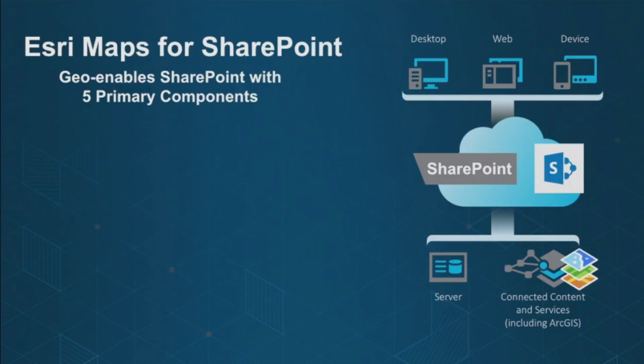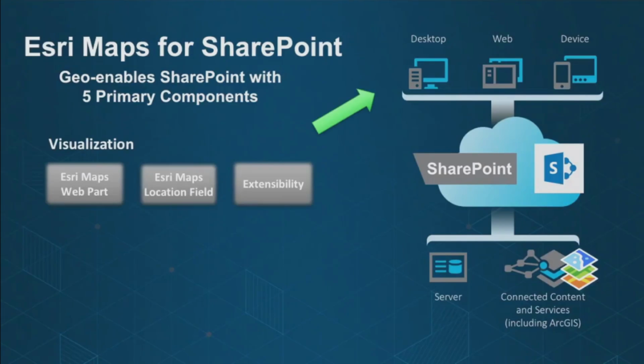Maps for SharePoint really interfaces with SharePoint in 5 ways. Those 5 ways start off with 3 ways in visualization. We have our Esri Maps web part, which I just showed you. We have our Esri Maps location field, which shows you the location of each one of your rows once they've been geo-enabled. And we have Extensibility, which allows you to fine-tune the look and feel and behavior of the Esri Maps web part that we provide. That's what Quan is going to focus on mostly today, so I'm not going to spend too much time talking about it.